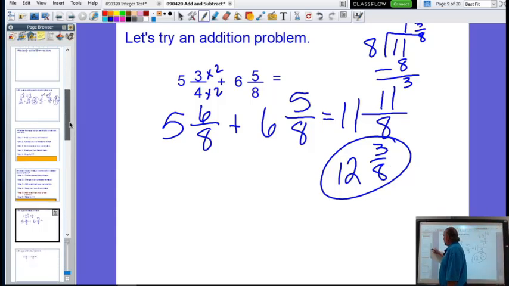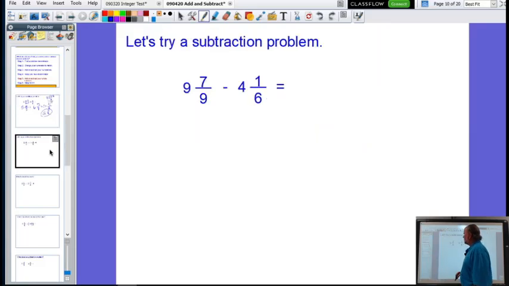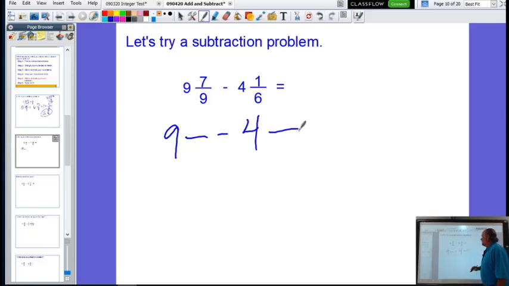Now, what if I just had subtraction? What if I had a subtraction of mixed numbers? Do we do the same thing? Yes, we do. We start off exactly the same way. We write new fractions. Oops, not there. And then minus 4. Okay, and we start with the 9, and we ask ourselves, can I turn that 6 into a 9?